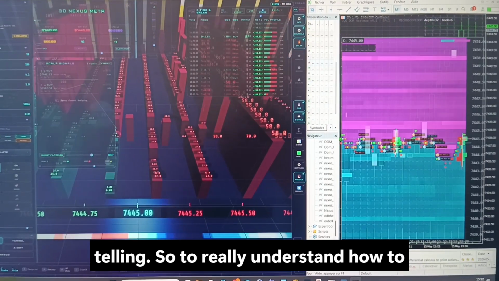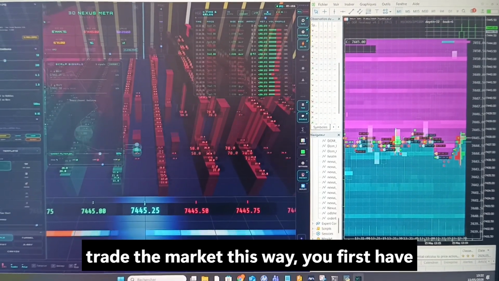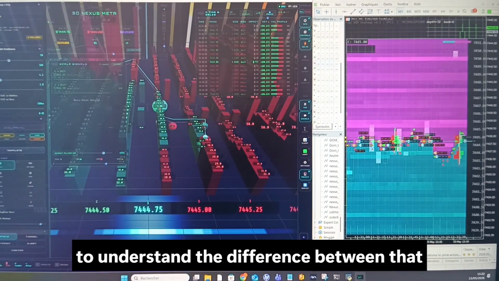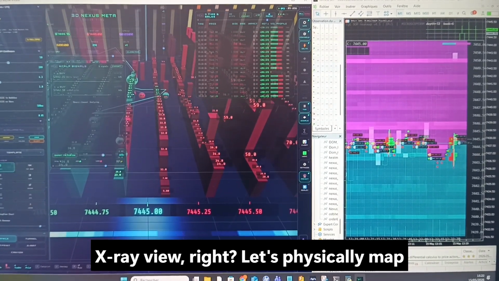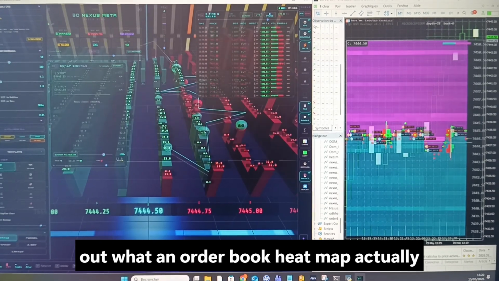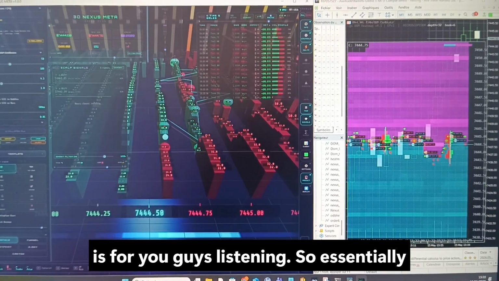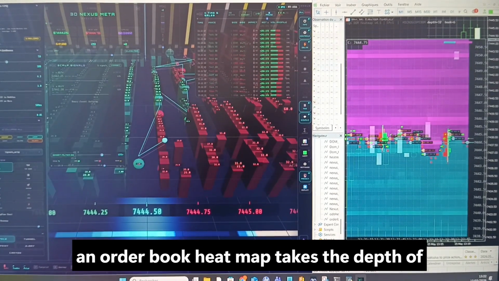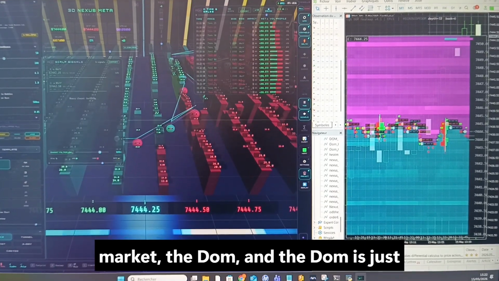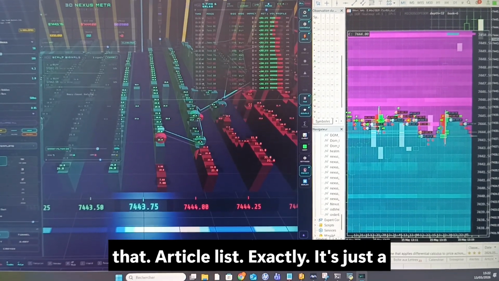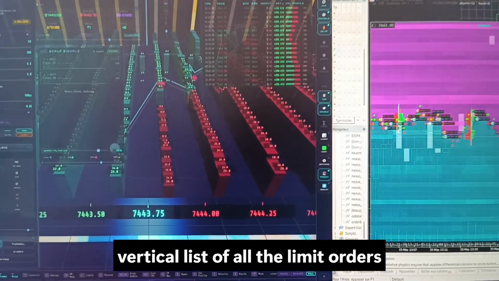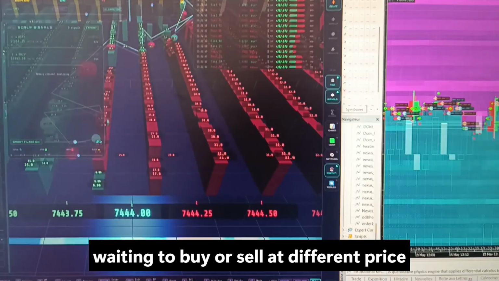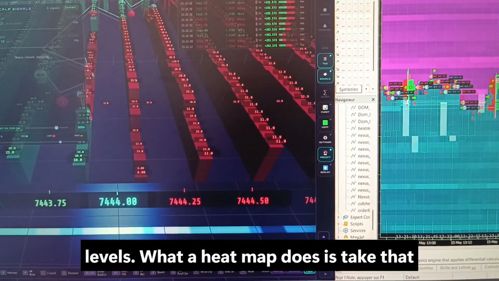So to really understand how to trade the market this way, you first have to understand the difference between that traditional blindfold view and the new X-ray view. Right. Let's physically map out what an order book heat map actually is for you guys listening. So essentially, an order book heat map takes the depth of market, the DOM. And the DOM is just that vertical list. Exactly. It's just a vertical list of all the limit orders waiting to buy or sell at different price levels. What a heat map does is take that vertical list and visualize it over time.